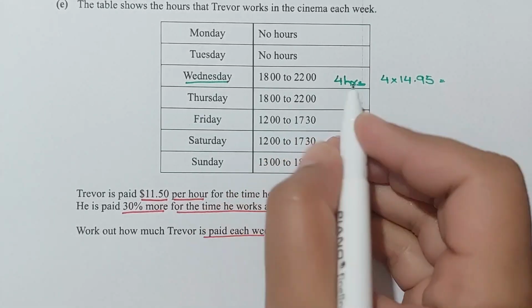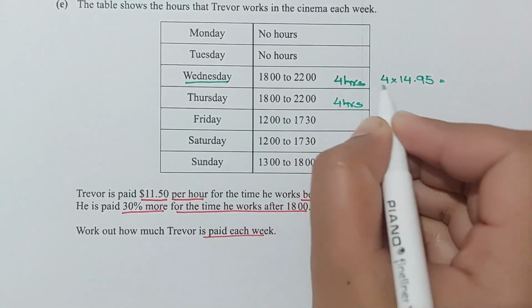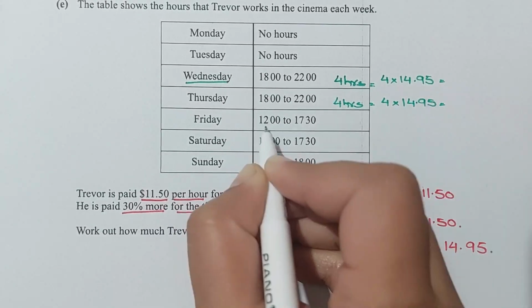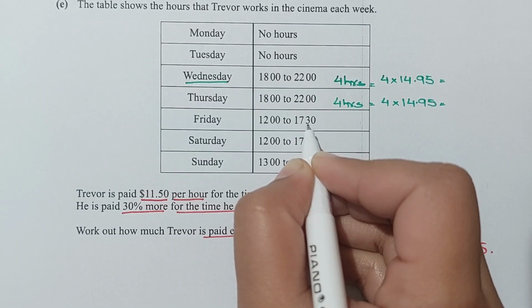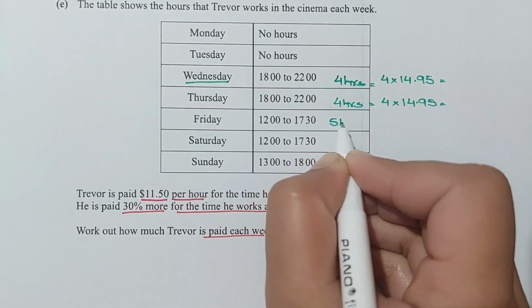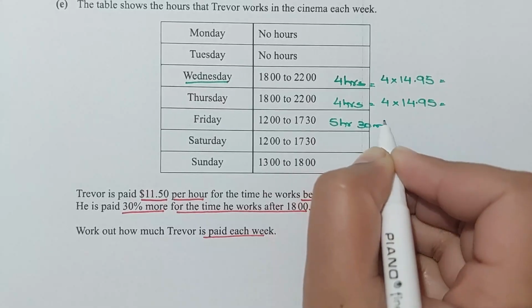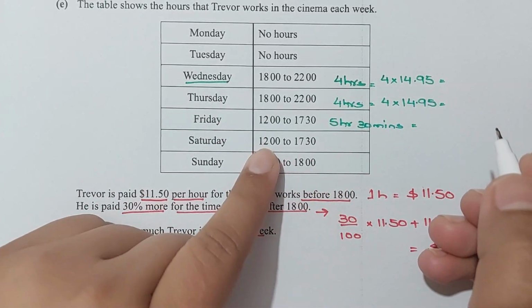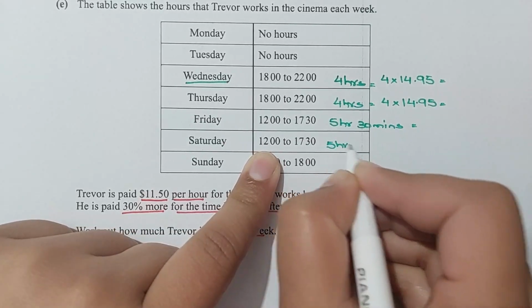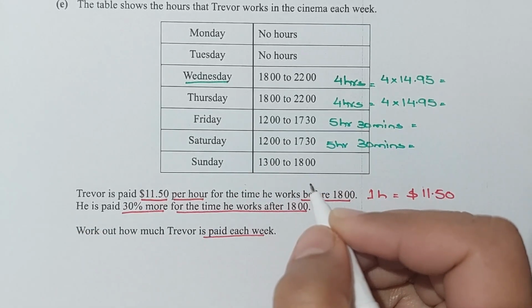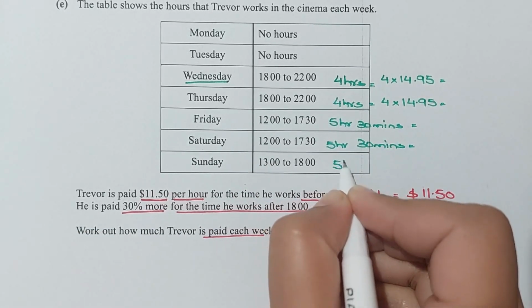Now for Thursday, 18 till 22, again 4 hours and they are after 18. So we have 4 times 14.95. Then Friday is 12 to 17:30, which is 12, 13, 14, 15, 16, 17, so 5 hours and 30 minutes. And this time is before 18. Saturday is again 5 hours and 30 minutes. And Sunday is 13, 14, 15, 16, 17, 18. This is just 5 hours.